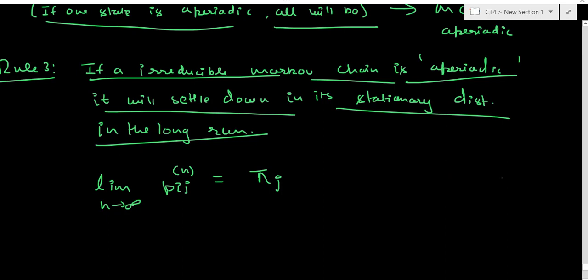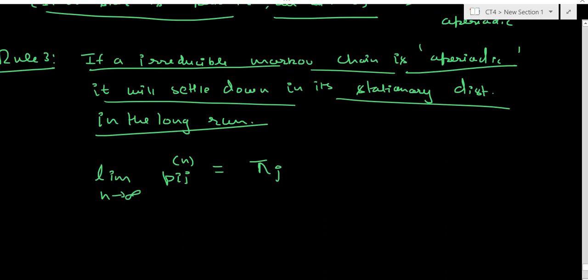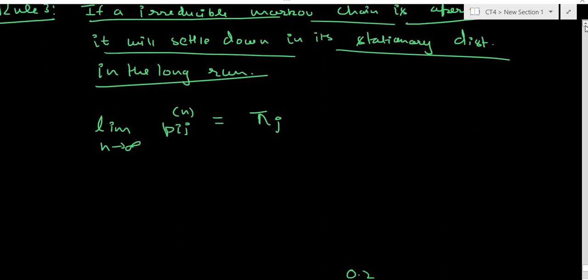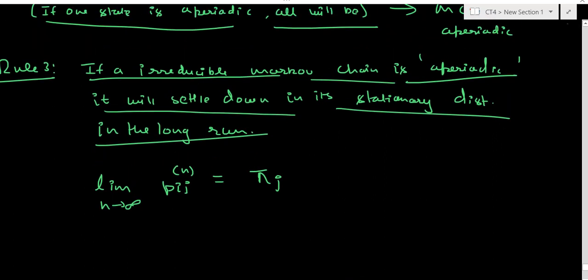We'll see the logic behind this in a bit, but you need to understand that if a Markov chain is aperiodic, it will always settle down in its stationary distribution in the long run.